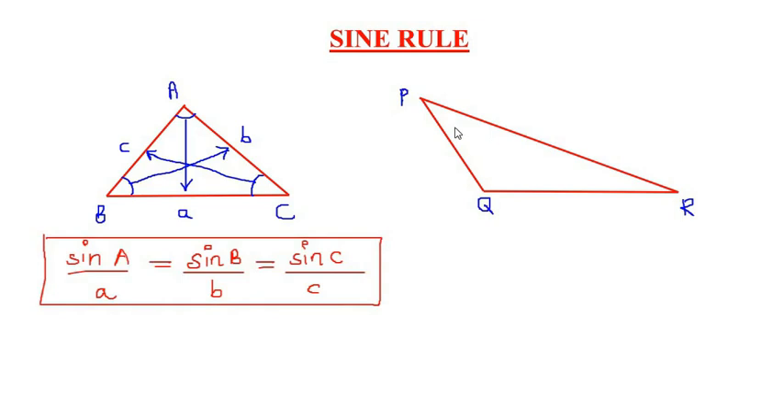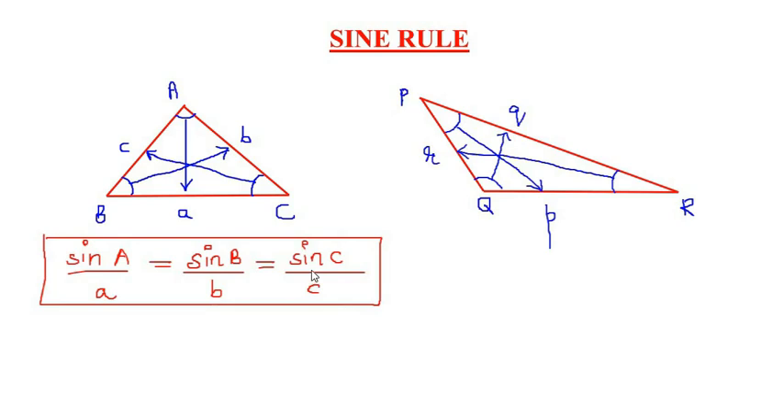Now let us try another triangle I have drawn over here. First we start by marking its opposite sides. Let us start with angle P. The side opposite to angle P is QR, so we write it as small p. The side opposite to angle Q is PR, so we write it as small q. And the side opposite to angle R is side PQ, so we write it as small r.